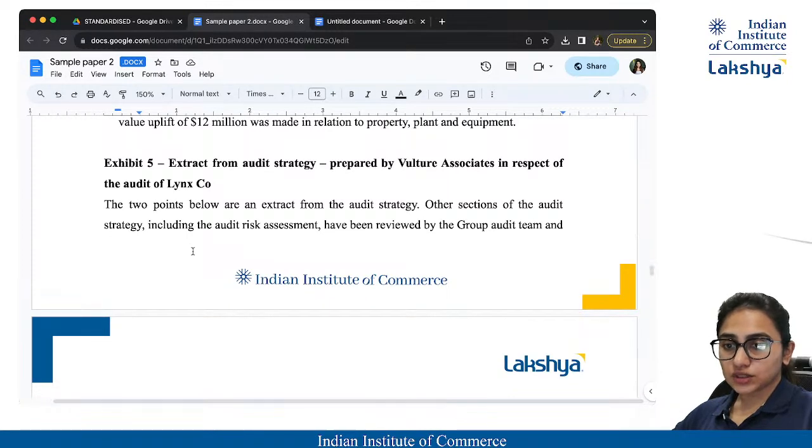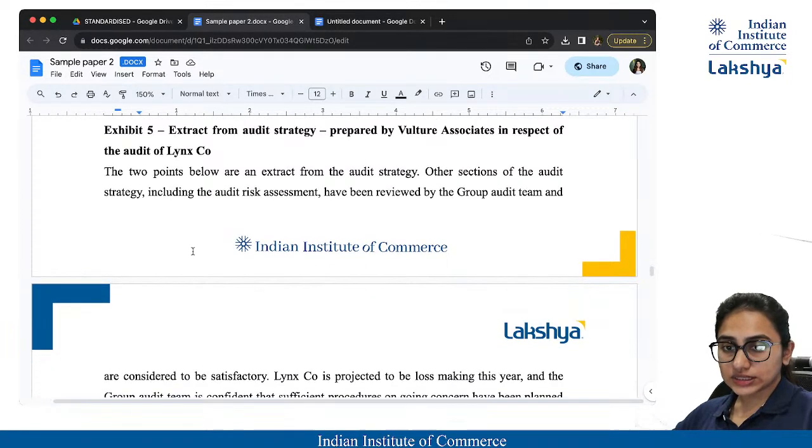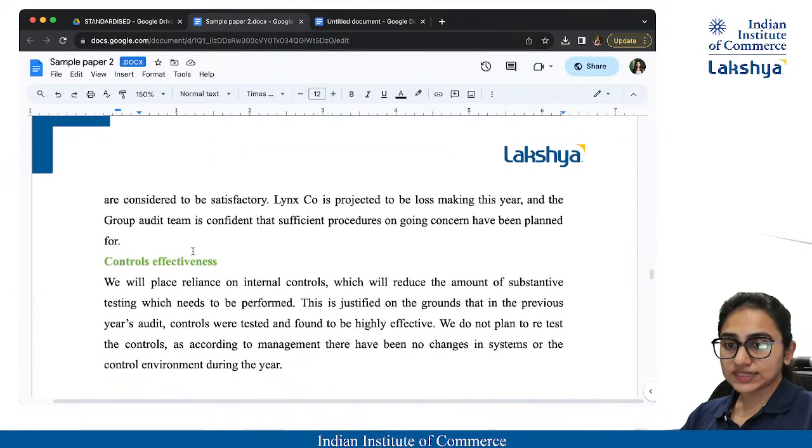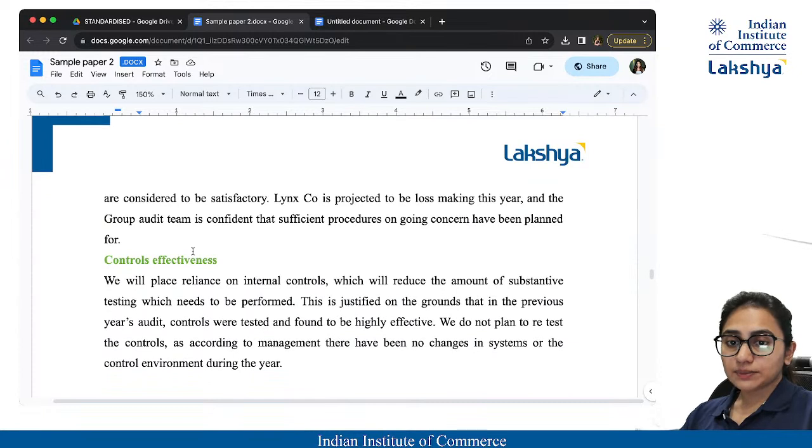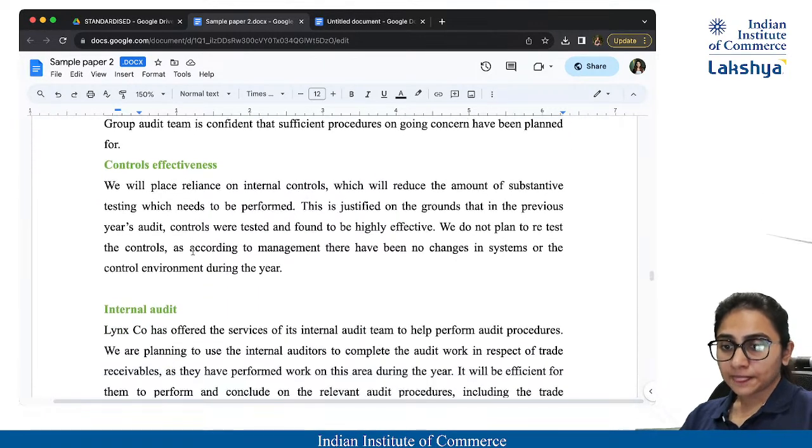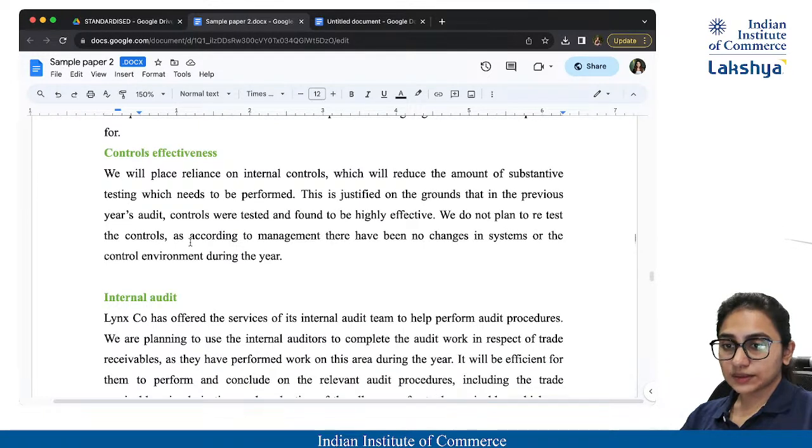Other sections of the audit strategy, including the audit risk assessment, have been reviewed by the group audit team and are considered to be satisfactory. Link's company is projected to be loss-making this year, and the group audit team is confident that sufficient procedures on going concern have been planned for. Then, what is the control effectiveness of the same?